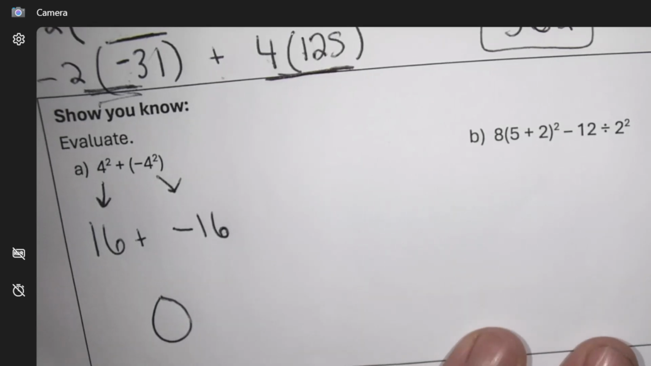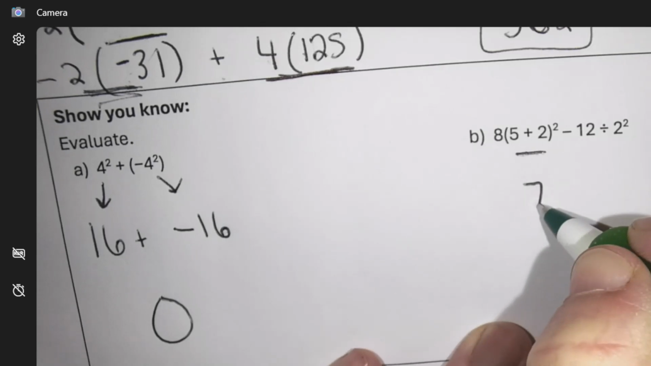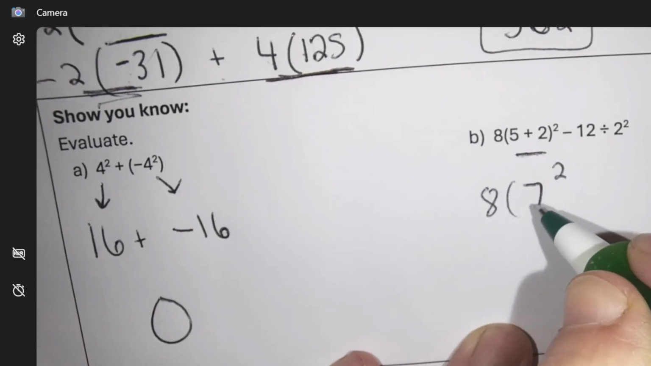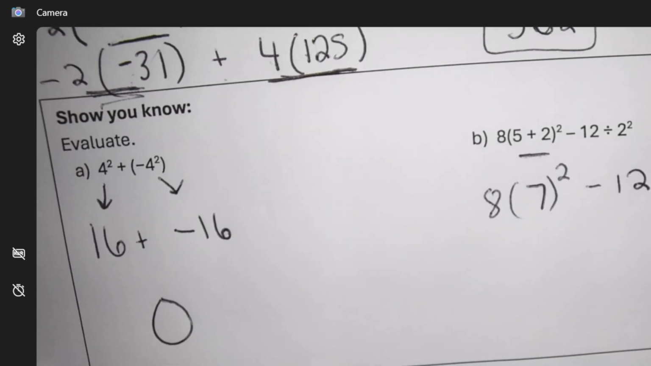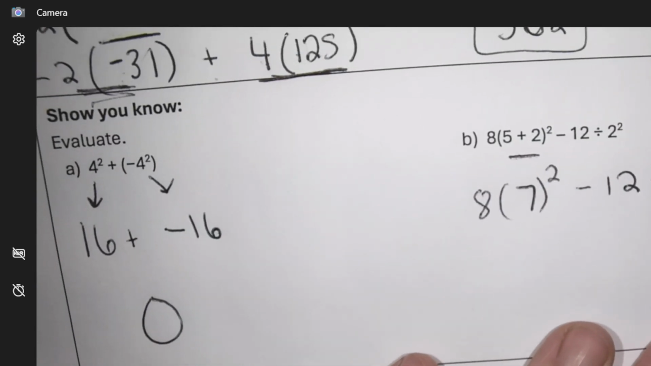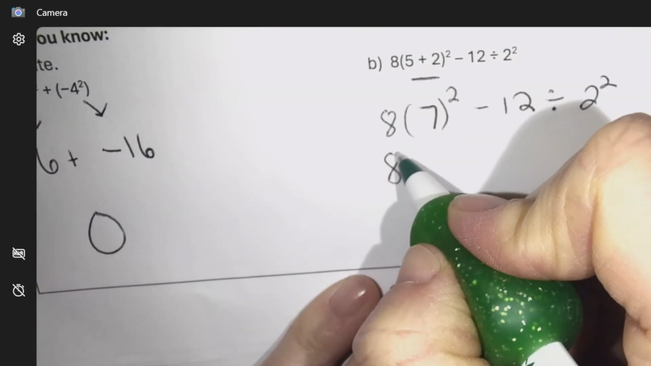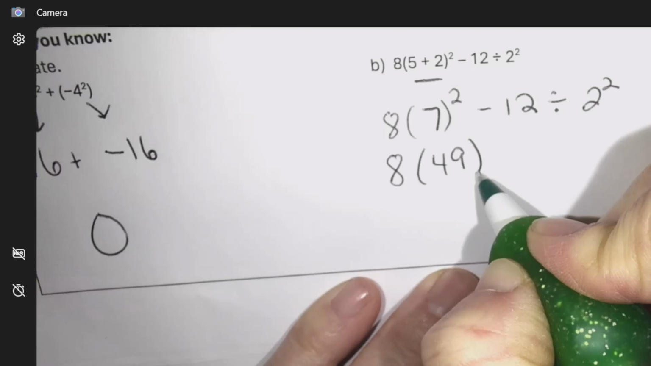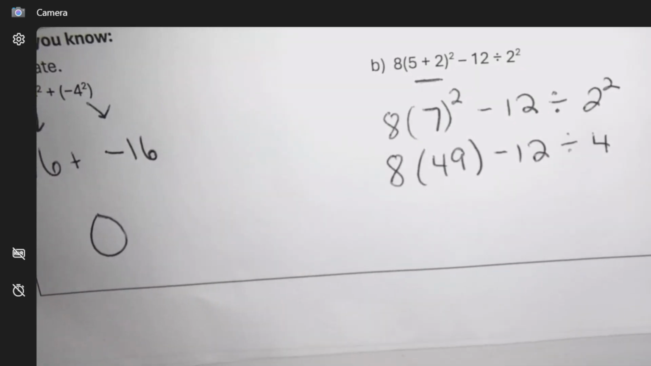Okay, and the last question, so get me brackets to start the BEDMAS. Brackets, so that situation is 5 plus 2? 7. Okay, so there's the bracket. Now you can do exponent stuff. So 8 times 49. And I'm also going to do 2 squared.